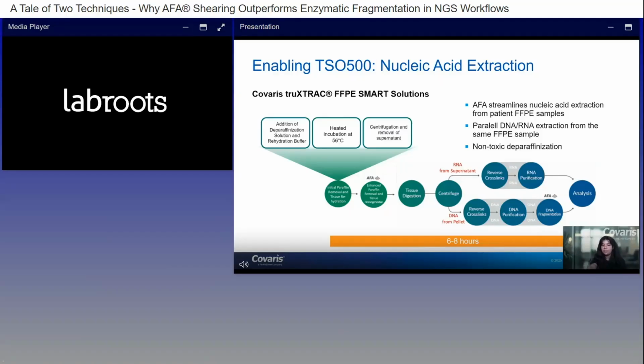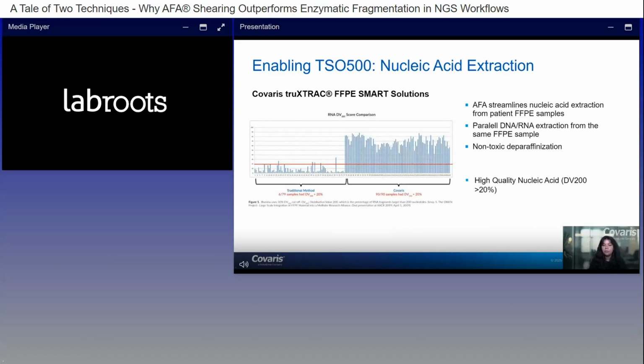Now, this workflow streamlines nucleic acid extraction from FFPE samples, allowing parallel extraction of both DNA and RNA from the same FFPE samples. Additionally, this workflow leverages AFA technology to enhance paraffin removal and tissue homogenization, doing away with the need for harsh organic solvents such as xylene. And this last feature is really important, especially for labs who would like to do these extractions at large scales using automation. Now, by incorporating AFA into these workflows, we can not only streamline these extractions, but actually produce better results.